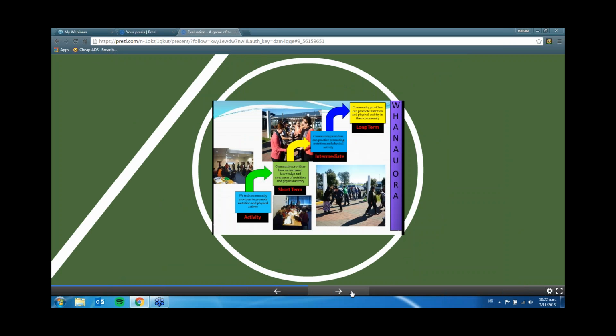So we train community providers to promote nutrition and physical activity. Oh, sorry, I completely mixed it up. The arrows represent "so that". If you do the so that test, you'll be able to read your logic model from left to right. So we train community providers to promote nutrition and physical activity, so that community providers have an increased knowledge and awareness of nutrition and physical activity, so that community providers can practice promoting nutrition and physical activity, so that community providers can promote nutrition and physical activity in their community.